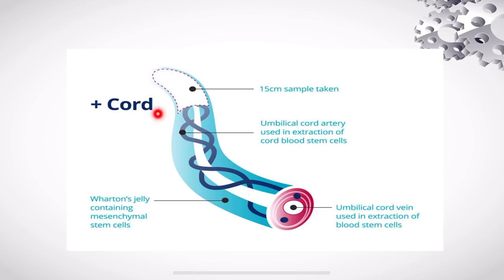So this is an umbilical cord. A 15 cm sample is taken. The umbilical cord artery is used in extraction of cord blood stem cells, and the umbilical cord vein is also used in the extraction of blood stem cells. The Wharton's jelly contains the mesenchymal stem cells.